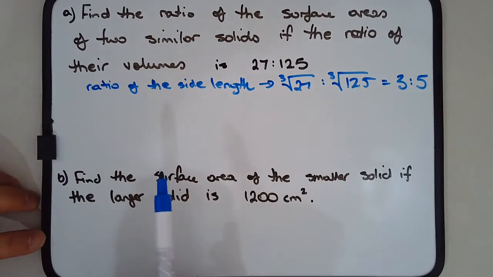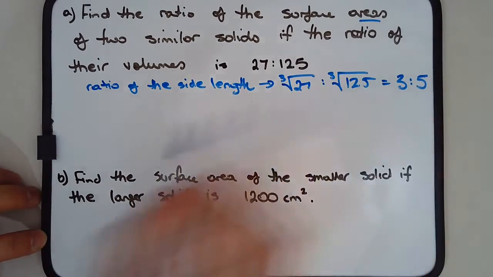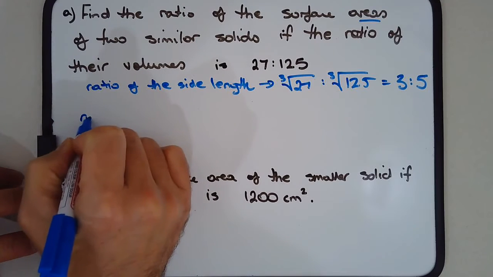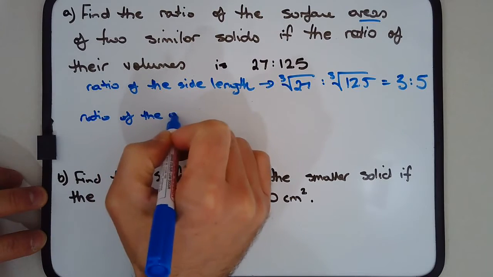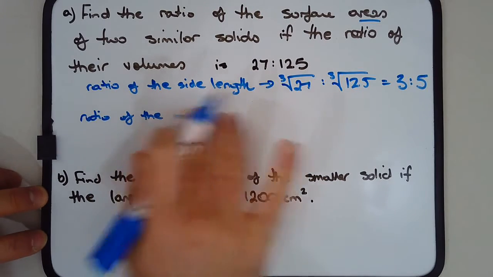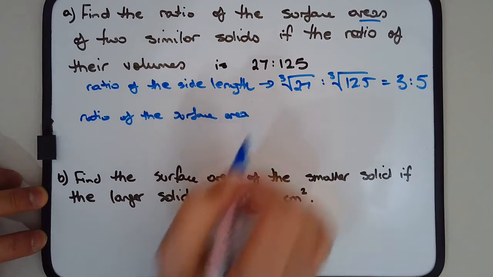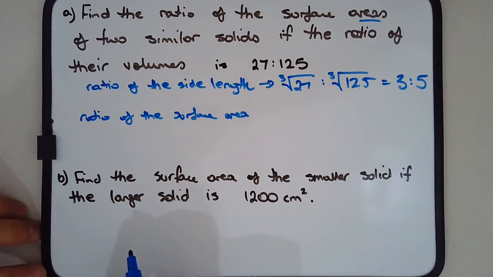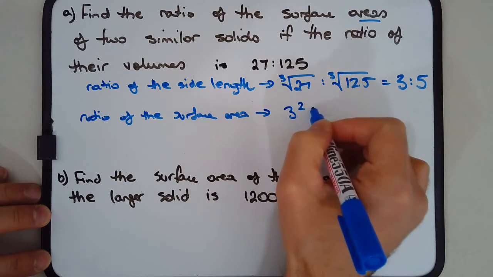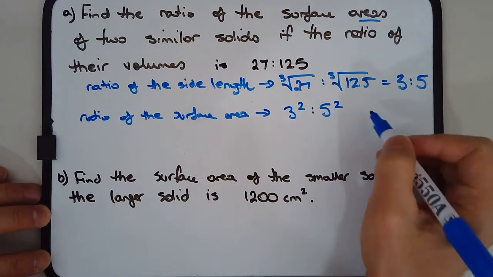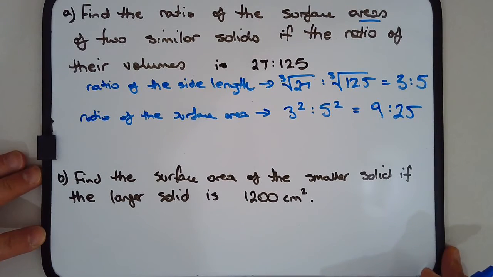Now let's find the ratio of their surface areas. Now, keyword is area. So we take the ratio of their side lengths. So let me just write this down first. Ratio of the area. In fact, let's be more specific here. Let's call it surface area. So that's what we're trying to find. But it still works the same way as regular area. It's m squared to n squared. So it's going to be 3 squared to 5 squared, which equals 9 to 25.